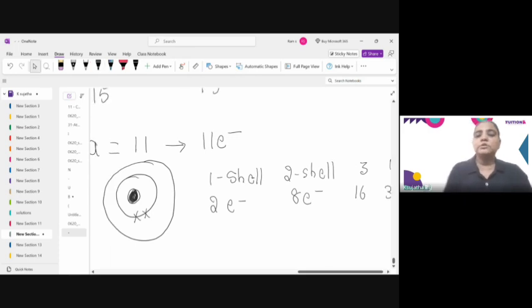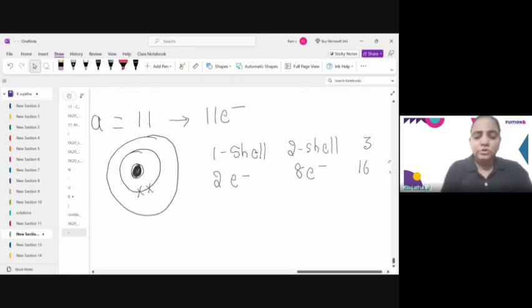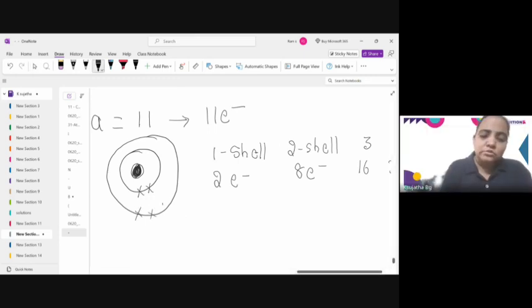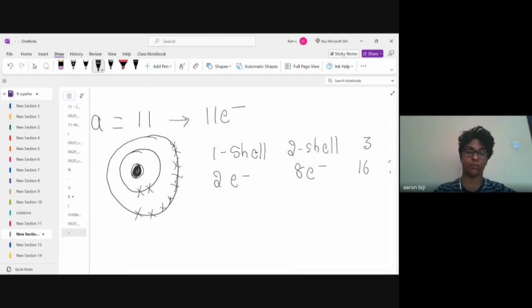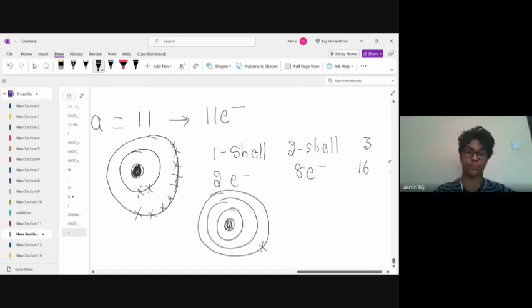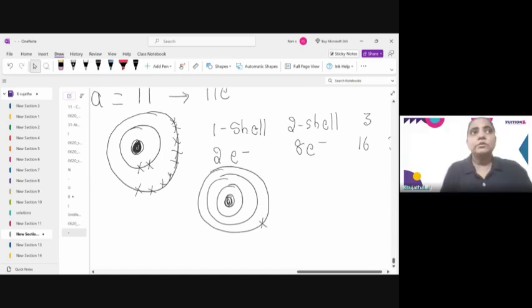Very good. You remembered. Now, tell me, the first shell I have filled with 2 electrons. What about the second shell? The rest, 8 electrons. So 1, 2, 3, 4, 5, 6, 7, 8. What about the third shell? Out of 11, 10 electrons got filled. So the third shell will have only 1 electron.